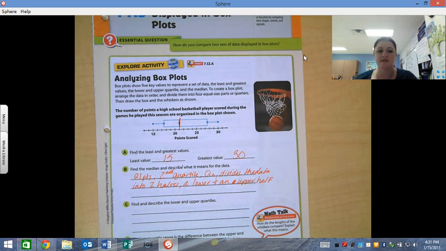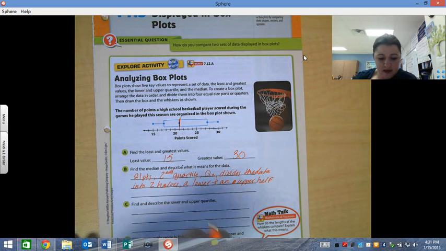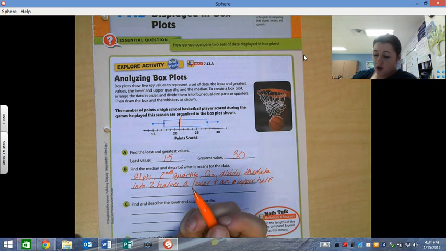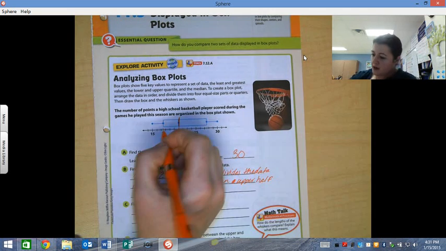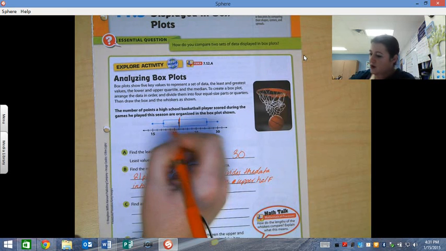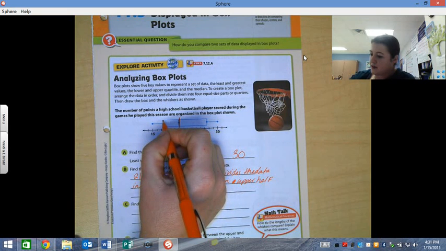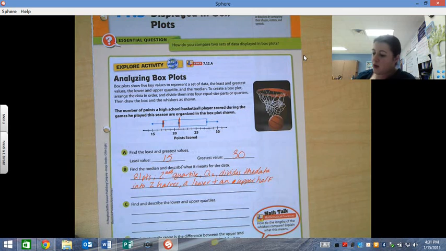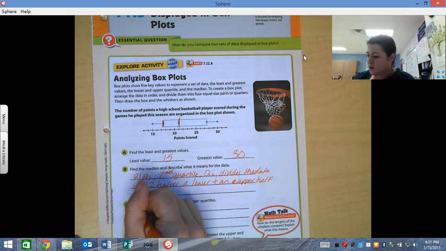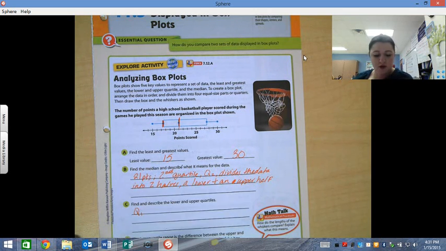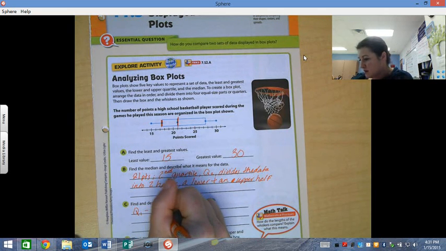So then it says, find and describe the lower and upper quartiles. So our lower quartile is the median of the lower half. So right here, if we find our numbers, this is the median of our lower half. So this is quartile 1. We're going to write Q1. We're going to use our shorthand. This is the median of the lower half.